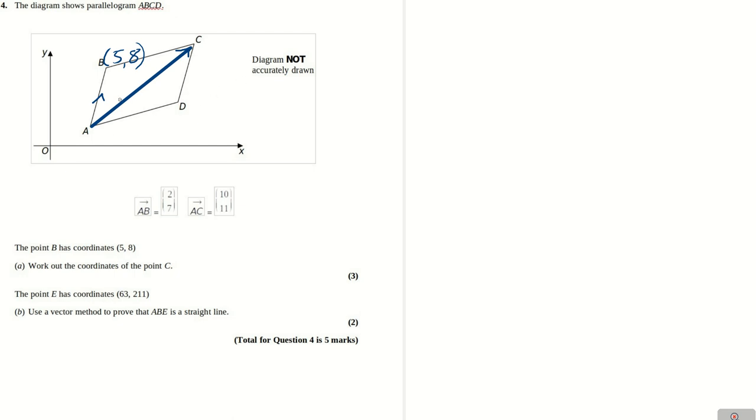Now I think because we know the coordinates of B and we know the vector A to B, we should be able to use that information to find the point A, and when we've got the point A, we use the vector AC to then find what point C will be. So the vector AB is actually the same as the position vector of B minus the position vector of A.